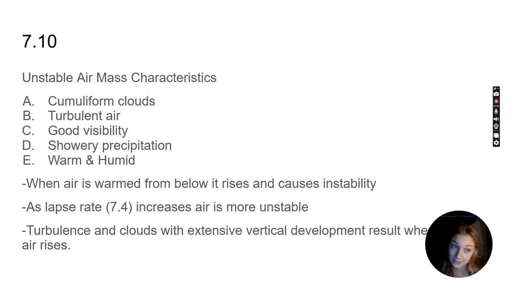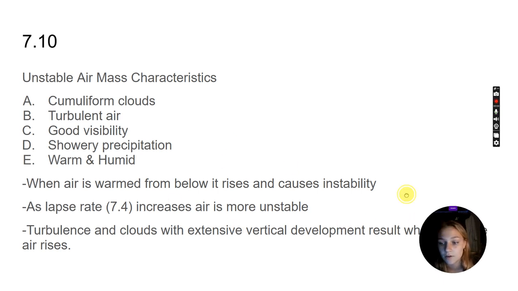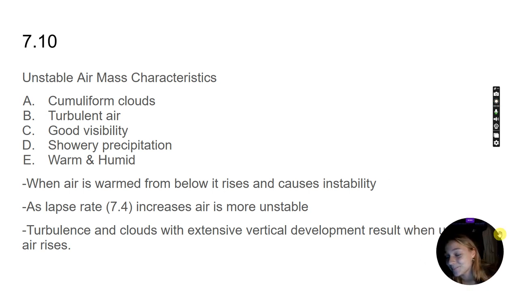This results in stable air with stratiform clouds and little turbulence. Unstable air characteristics. We got cumuliform clouds, turbulent air, good visibility because there's wind, showery precipitation, and it's warm and humid. So when air is warm from below, it rises and causes instability. As lapse rate, and we talk about that in 7.4, increases, air is more unstable. Turbulence in clouds with extensive vertical development result when unstable air rises. Sorry, space is hiding some keywords here, bro.